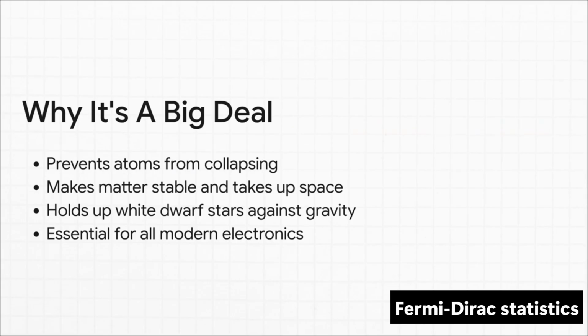So the takeaway here is massive. This principle is why electrons stack up in neat orbitals, giving atoms their structure and stopping them from just collapsing into a point. It is the reason matter is stable and that you can't just walk through a wall. It generates this powerful outward pressure that holds up dead stars against gravity. And yep, it's what makes your smartphone work. All of that from one simple antisocial rule.